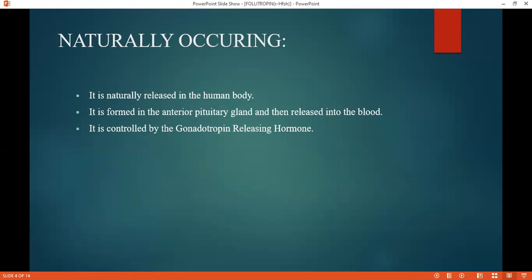Natural occurrence. It is naturally released in the human body. It is formed in the anterior pituitary gland and then released into the blood. It is controlled by the gonadotropin releasing hormone.